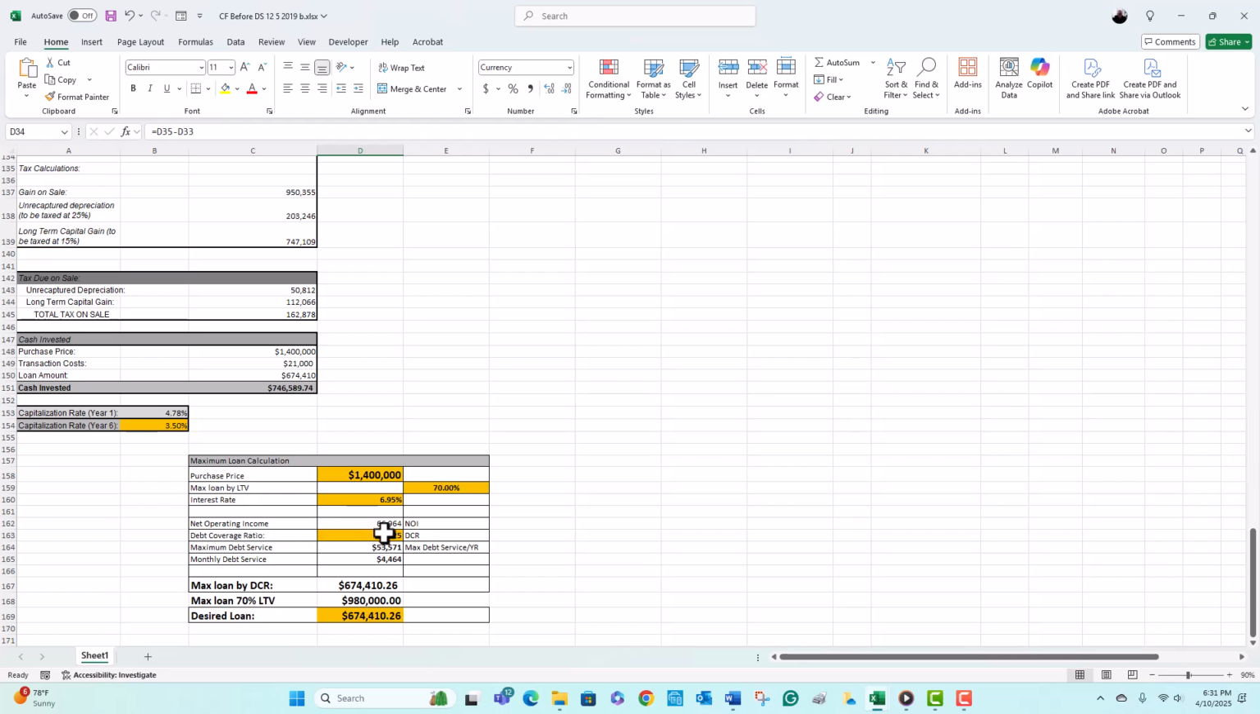Debt coverage ratio is simply the net operating income divided by 1.25, and that gives the maximum debt service this property will service. The maximum debt service is $53,571. All I did was divide it by 12, which gives $4,464. So now the question becomes, how do we calculate the maximum loan that amount will service?